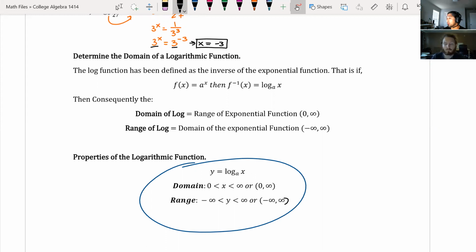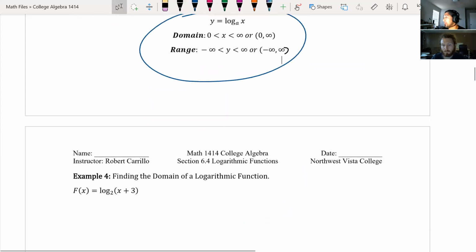If I said the log of -1, this would not work because the domain is 0 to infinity. It's all positive numbers. Okay, let's go ahead and practice finding the domain of a logarithmic function.